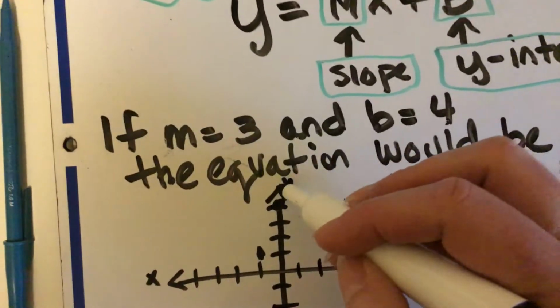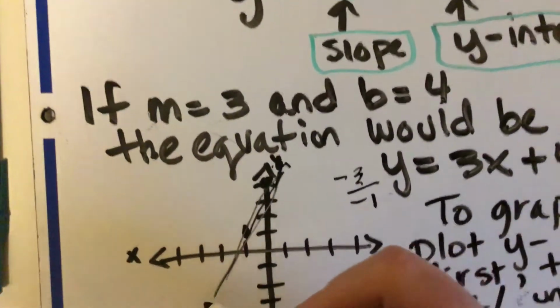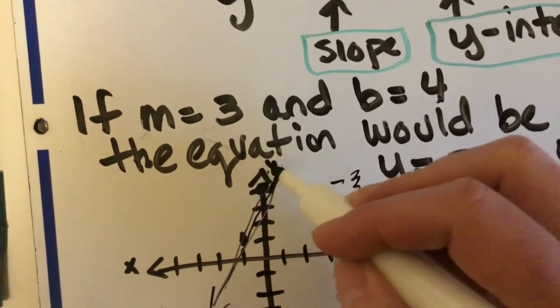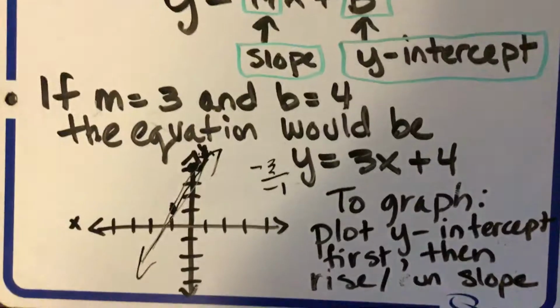Now, of course, you should be using a ruler. I'm trying to do this free-handed. So you would graph your line, arrows on the end, and then that's where we would write our equation on the line.